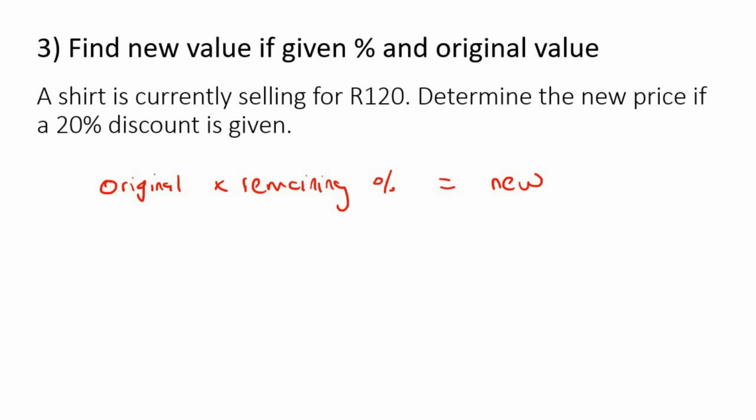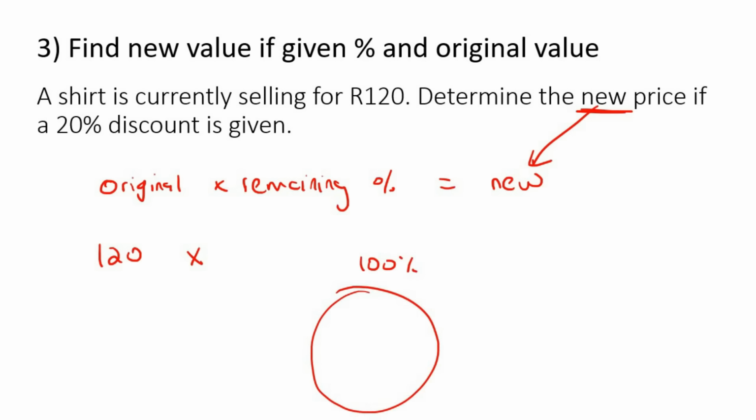Okay, so a shirt is currently selling for 120 Rand. Determine the new price. We don't know the new price, but we do know the original price is 120 Rand. Now, what is the remaining percentage? The original shirt is always going to be 100%, then they say a 20% discount. So that means they're going to make the shirt less, so we're going to take away 20%. So what are we left with? 80%. So you could just use 80%, and that must be equal to the new price.